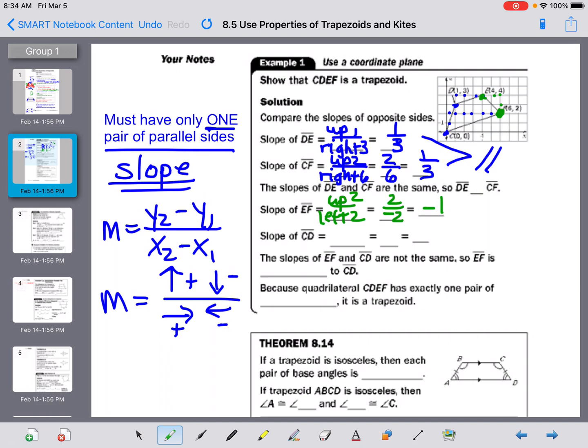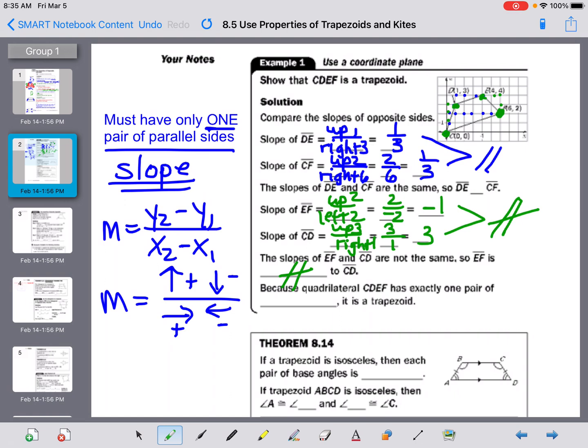Okay, CD. So I'm going to count from C to D. I count up 1, 2, 3, and I count to the right 1. So up 3, right 1, they're both positive. I get a slope of 3. Okay, these two are definitely not parallel. So EF is not parallel to CD, if that's what you're filling in.